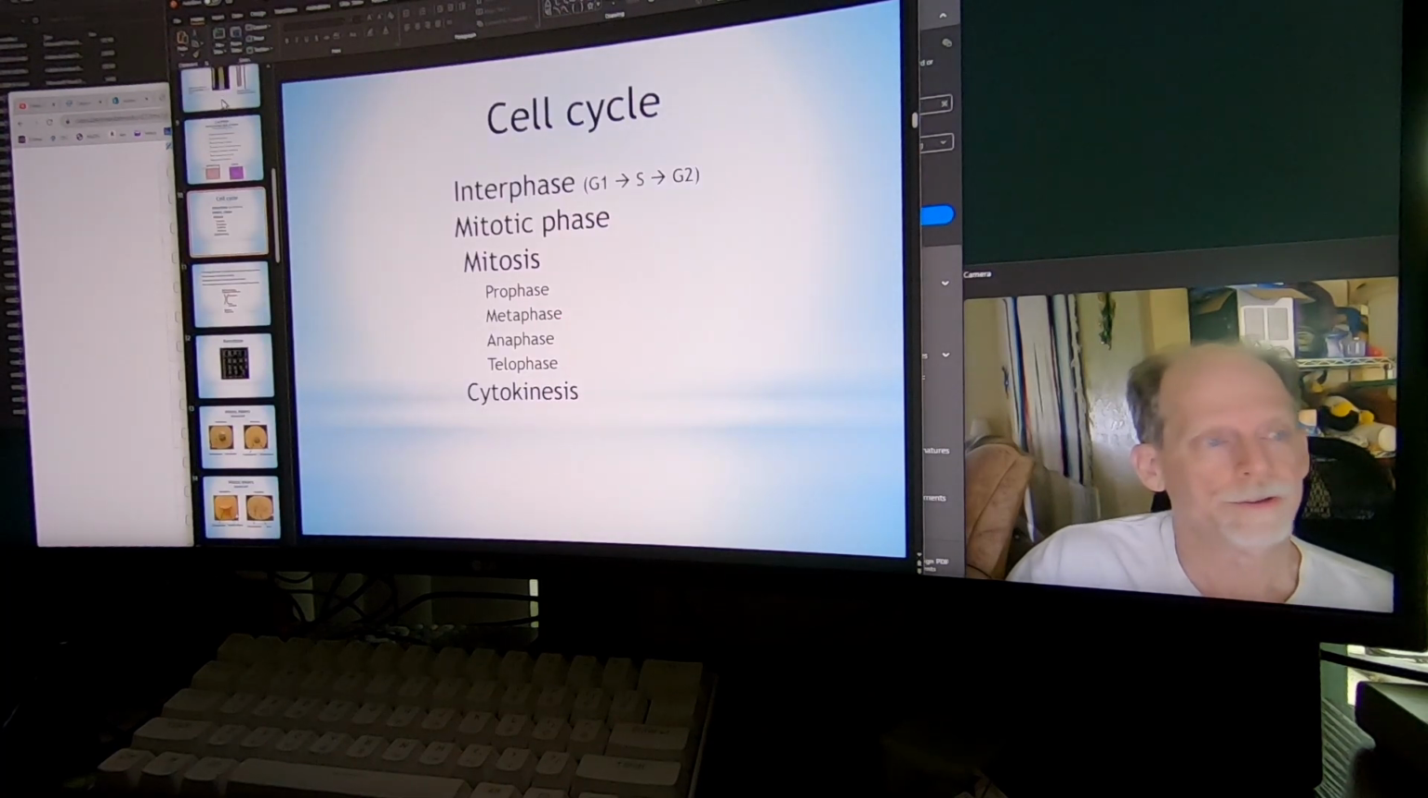So know the difference between the cell cycle phases. You have interphase and the mitotic phase. Those are 2 phases of the cell cycle. And then mitosis has 4 subphases.